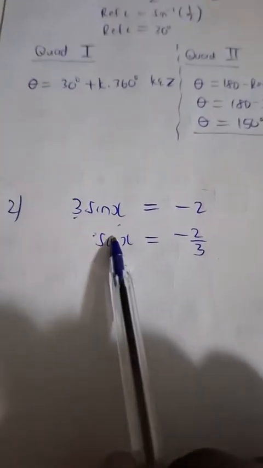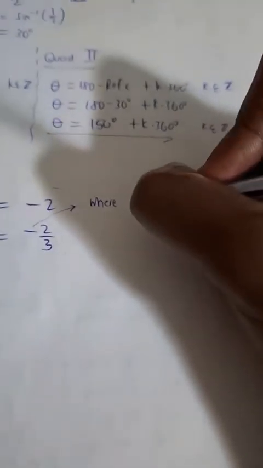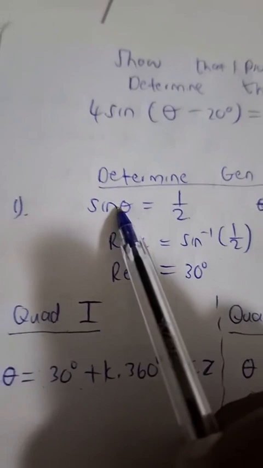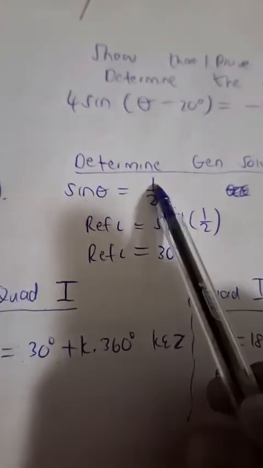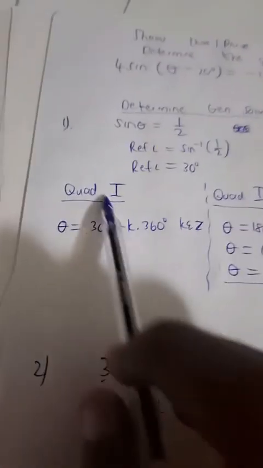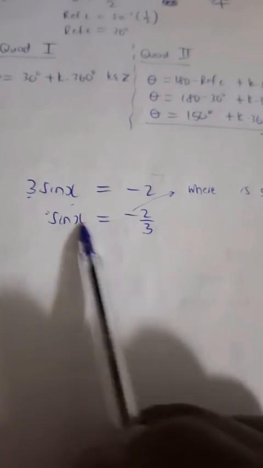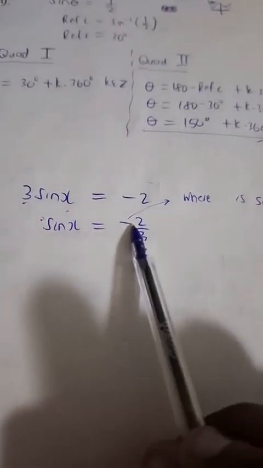Then we ask ourselves this question: where is sine negative? Because here, what did you ask? Where is sine positive? And that helped you to identify the quadrants which you will be utilizing the minute you write your general solution. So once again, we are going to utilize the same thing and ask ourselves, where is sine negative?